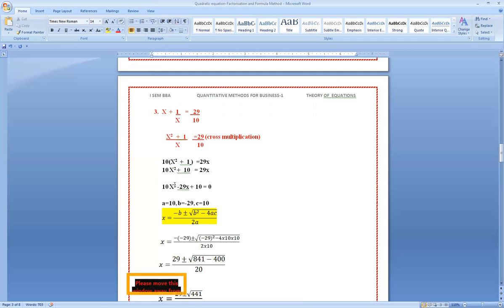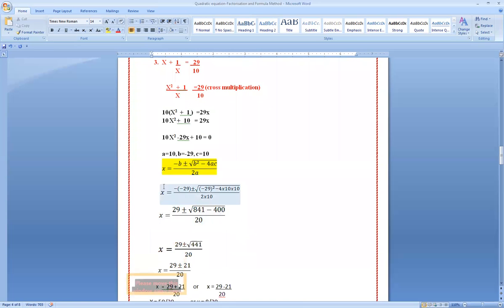Now we have to shift all x square, x and number to the left side, so the right side becomes the value 0. Now 10x square, this plus 29x, if we shift it to the left side, it becomes minus 29x plus 10 equals 0. Now we got the form of ax square plus bx plus c. Let us substitute these values in the formula. a equals 10, b equals minus 29, c equals plus 10. These values need to be substituted in the formula.